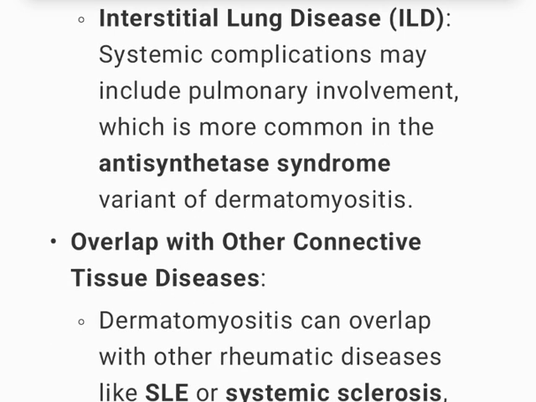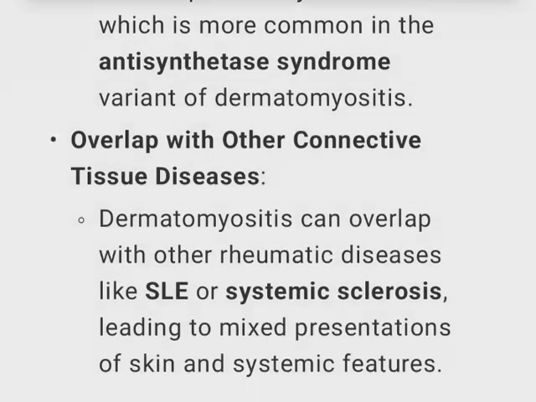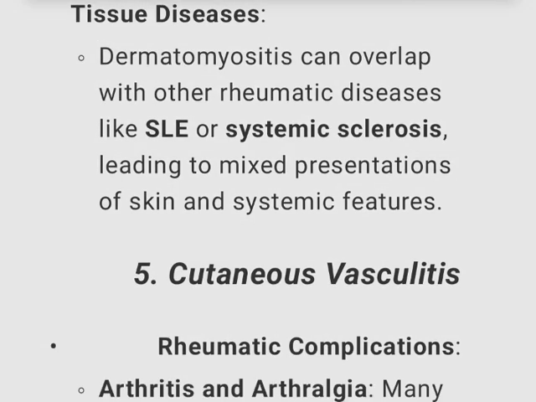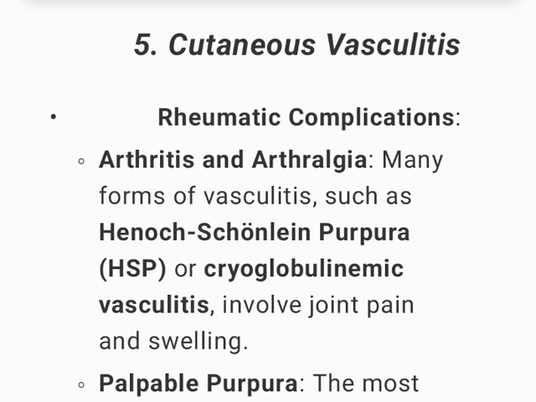Interstitial lung disease, ILD. Systemic complications may include pulmonary involvement, which is more common in the antisynthetase syndrome variant of dermatomyositis. Overlap with other connective tissue diseases. Dermatomyositis can overlap with other rheumatic diseases like SLE or systemic sclerosis, leading to mixed presentations of skin and systemic features. Number 5. Cutaneous vasculitis.